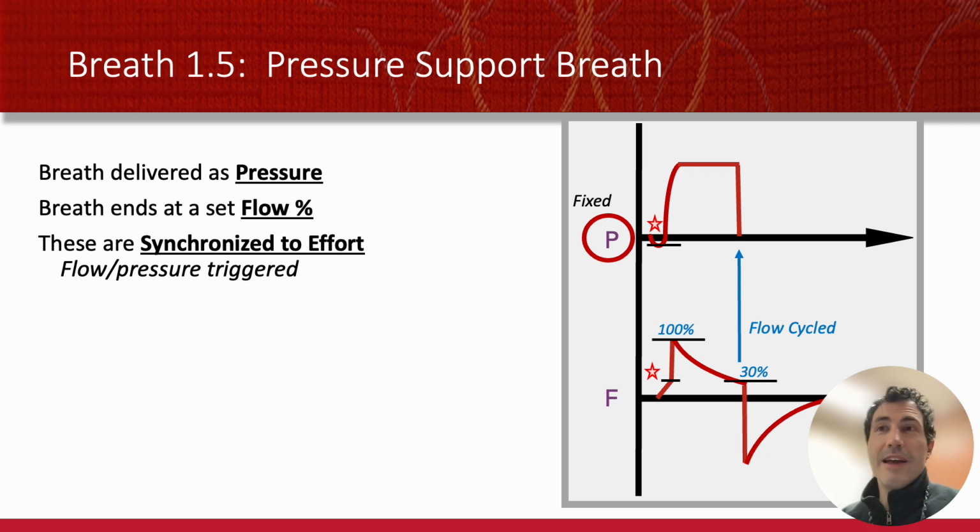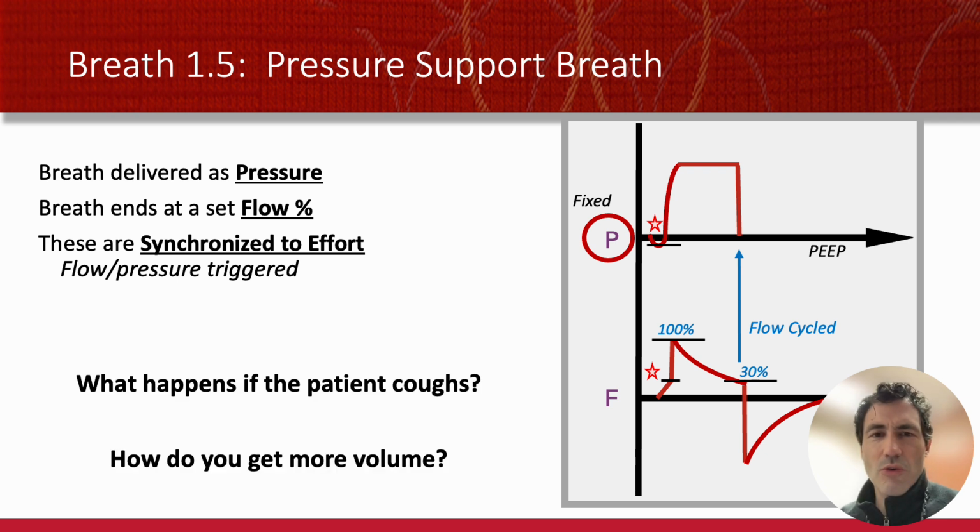So instead of being time cycled, or turning off based on time, these are flow cycled. They turn off based on flow. You can adjust that flow percent that it turns off based on, but most of the time, 30% works, especially for adults. So what happens if the patient coughs on a pressure support mode of ventilation? Well, coughing is breathing at the ventilator, so equivalent to breathing out. It goes down. Of course, it'll go below 30% because it's breathing at the ventilator, and the vent will stop trying to breathe in for the patient.